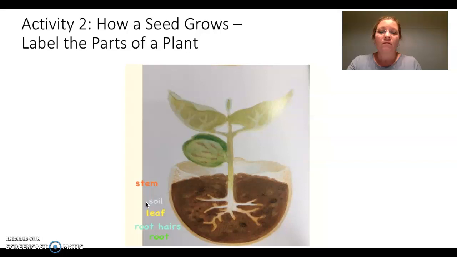Lots of different things you could do here. You could maybe even find a picture of a plant and cut and paste the letters to make the words, and then obviously take a picture of that and upload it. Again, this activity is due by Monday at 11:59 that evening.